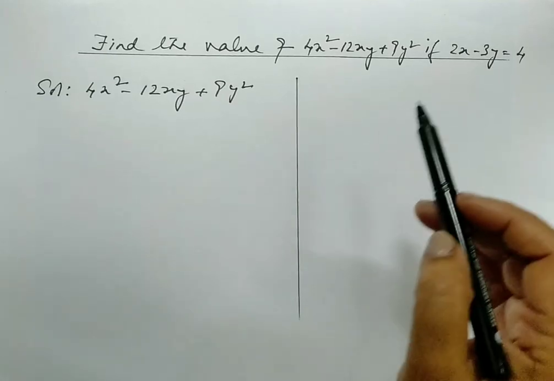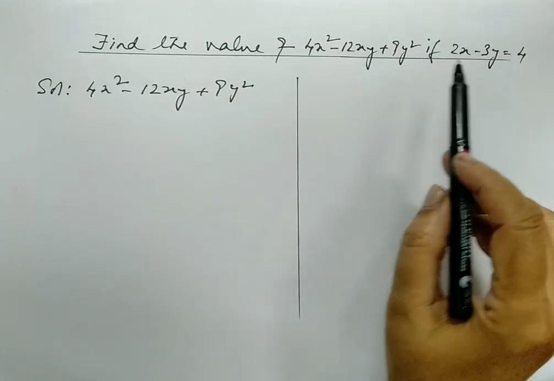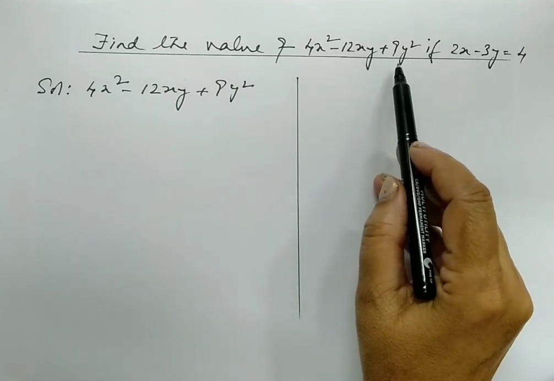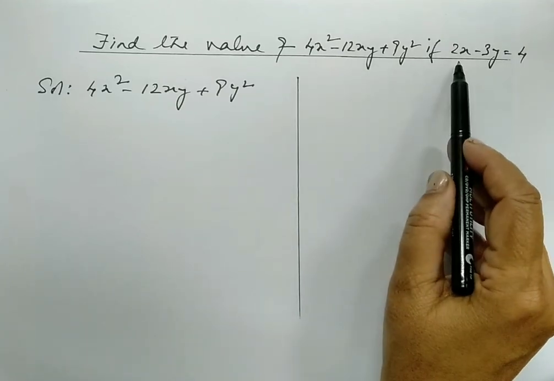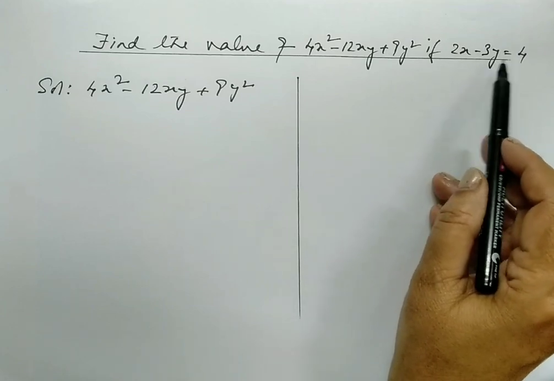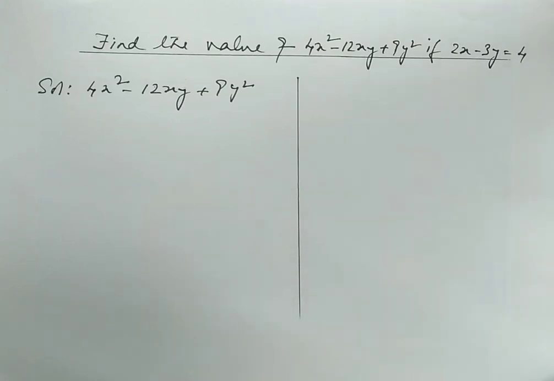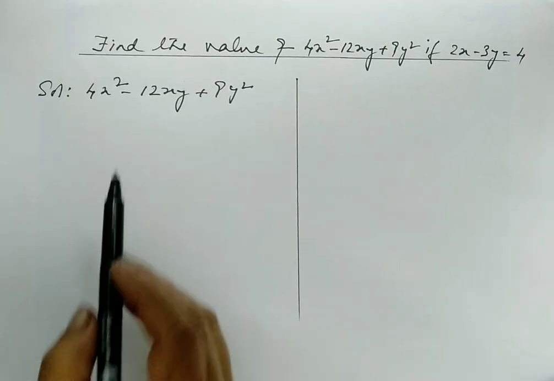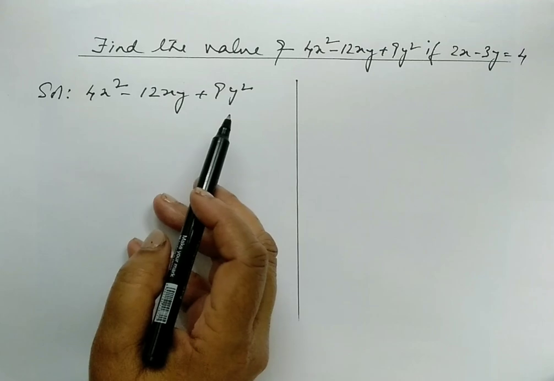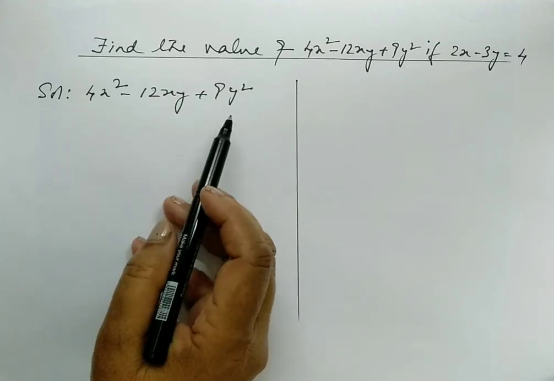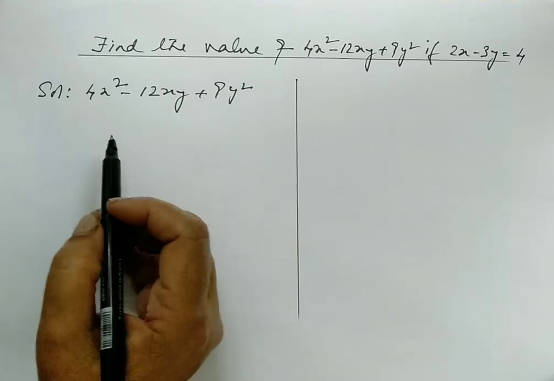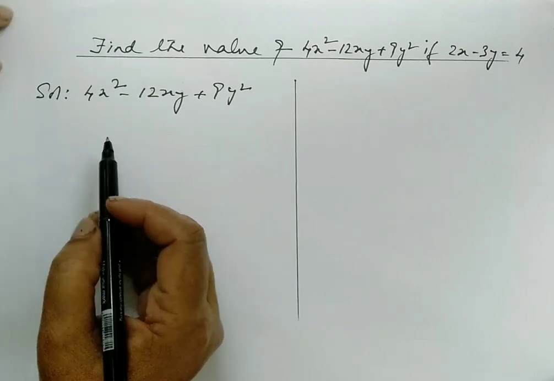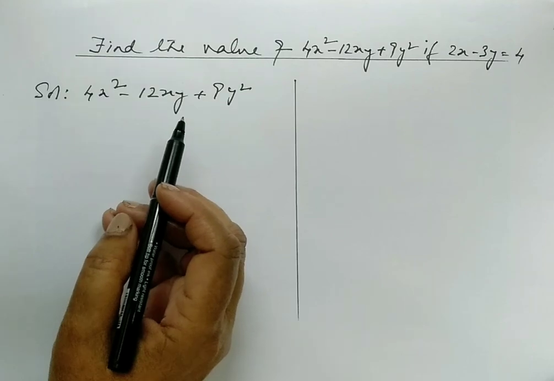Guys, so we have to find out the value of 4x² - 12xy + 9y², provided the value of 2x - 3y equals 4. So let's get down to this evaluation, and the first step according to me is that we need to factorize this, isn't it? So let's see how we can factorize.